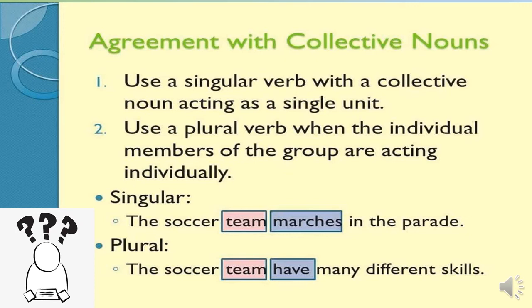So you can see the example here. The soccer team marches in the parade. Here the collective noun, the whole team, is referred to as one, so a singular verb follows. But here, the soccer team have many different skills. Here we are talking about the members of the soccer team who have different skills. So we are talking about plural, and the plural form of the verb, that is have, is followed.